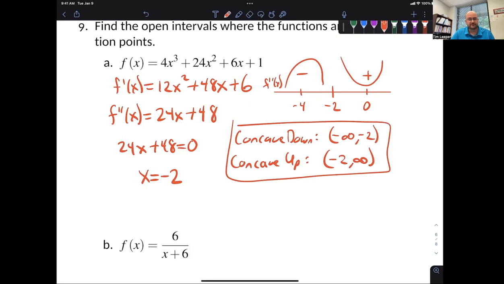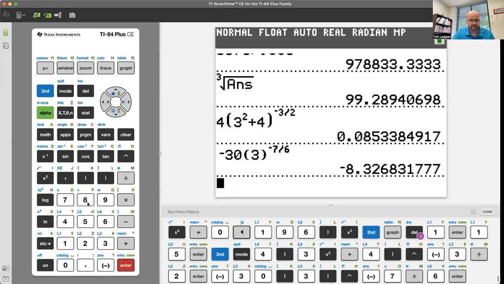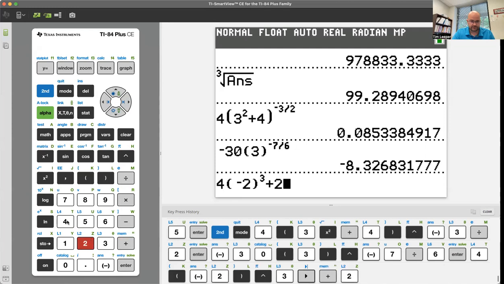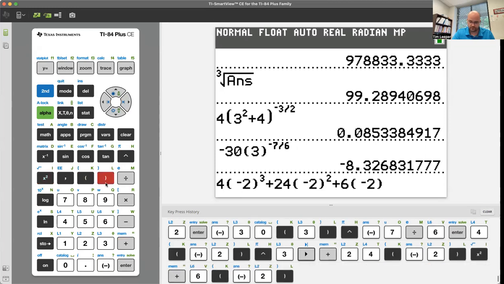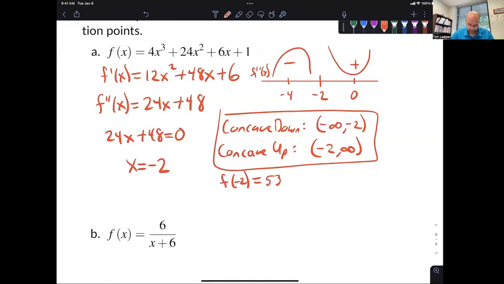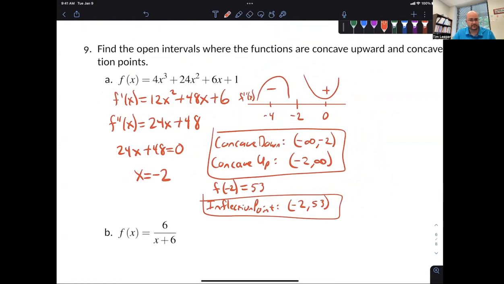And we also want to know, are there any inflection points? And -2 does produce an inflection point, so we need to figure out what is f of -2. Well, if we go to the calculator, I don't need to type in the original function here, just 4 times -2 cubed plus 24 times -2 squared plus 6 times -2 plus 1. There we go. Notice that it is, in fact, 53. So there is an inflection point, and it occurs at the coordinate of -2, 53. Outstanding. That is 9A there.